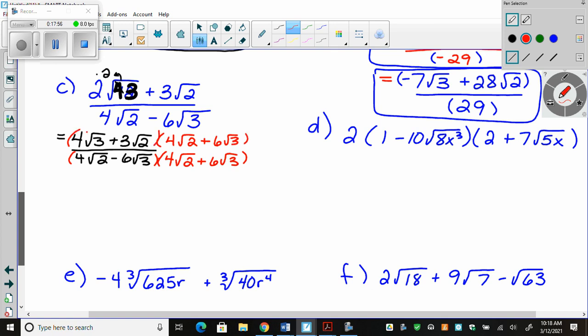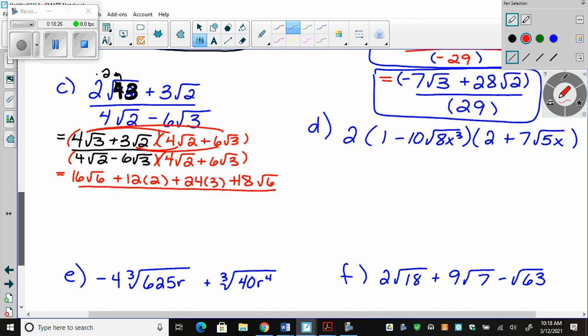So we get 4 root 3 times 4 root 2 is 16 root 6. Inside, 3 times 4 is 12. Root 2 times root 2 is 2. Outside, you can go either way, it doesn't matter. 4 times 6 is 24. Root 3 times root 3 is 3 in brackets. And then plus 18. Root 2 times root 3 is root 6.